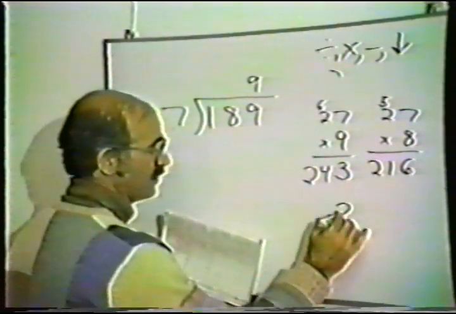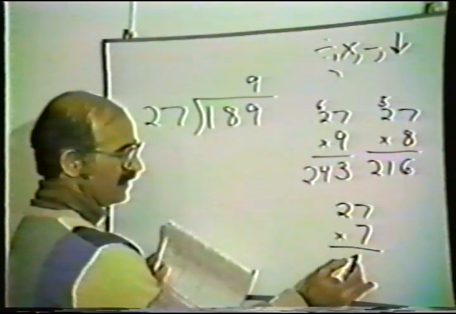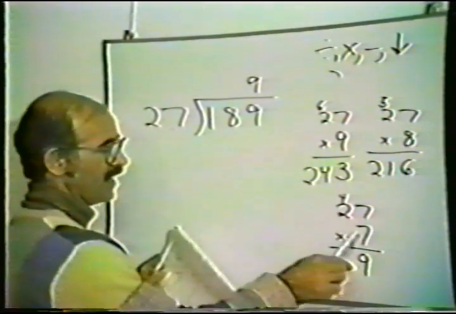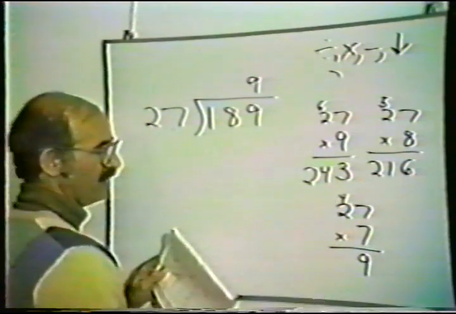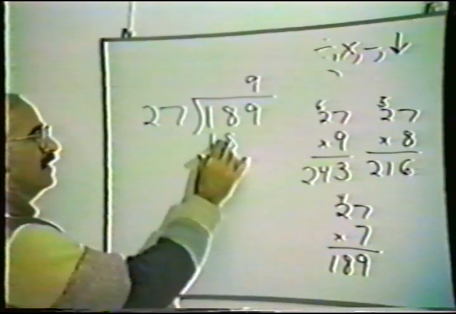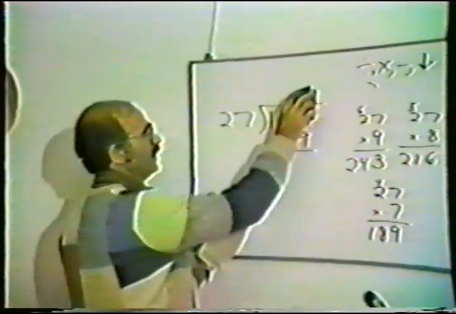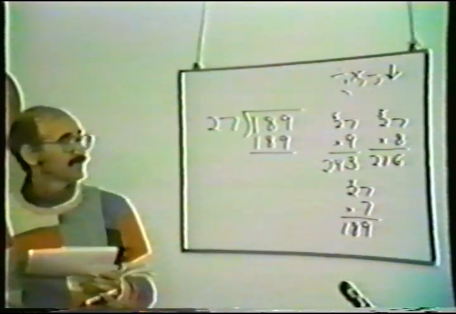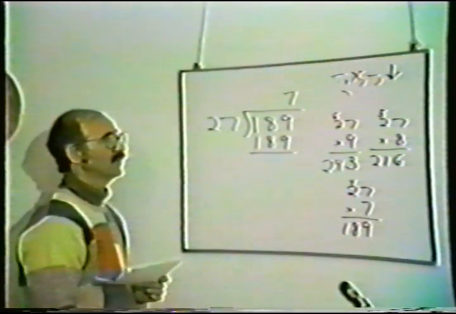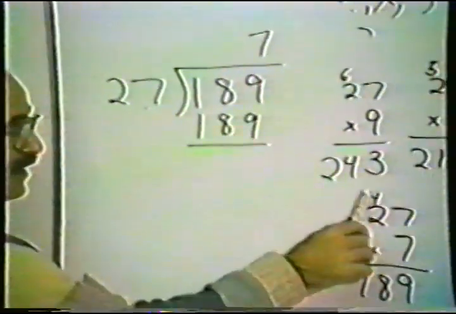Let's try 27 times 7. 7 times 7 is? 49. Put down the 9, carry the 4. 2 times 7 is? 14. Plus the 4, 18. 189. And I have to remember that the 9 that I tried was too big, so was the 8. 7 was the answer. 27 into 189 goes 7 times, and our check is already done.